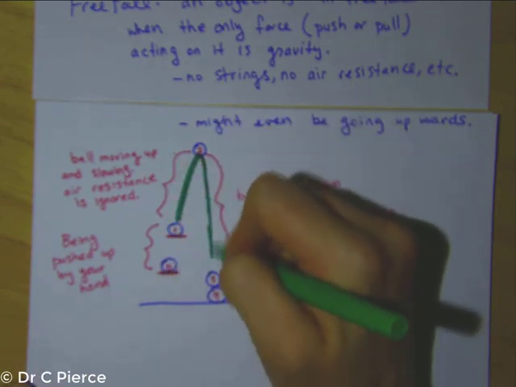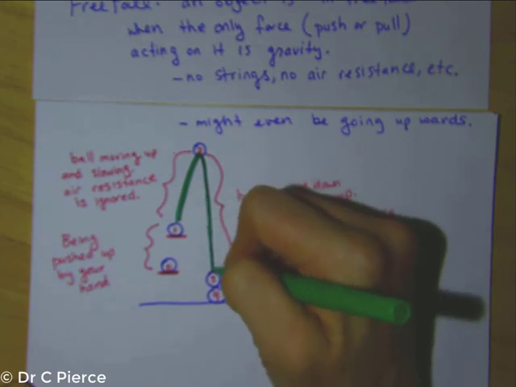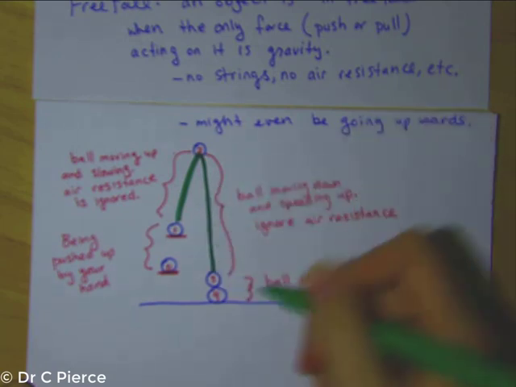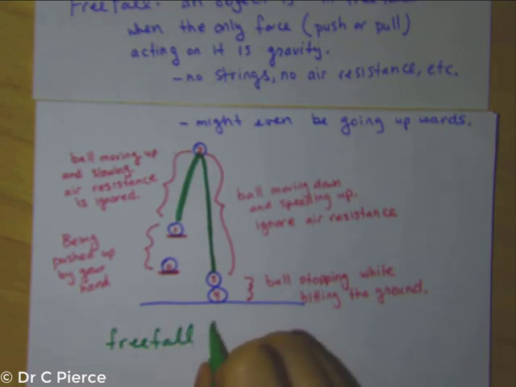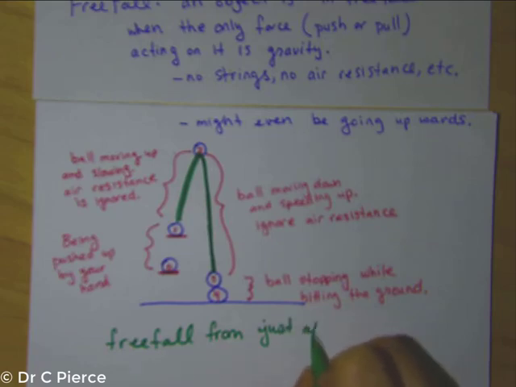And then from 2 to 3, it's still in freefall, because gravity is the only push or pull acting on it. And then from 3 to 4, during the hit, during the stop, it is not in free fall because it is touching the ground. The ground will be pushing on it. So it's free fall from just after launch to just before impact.